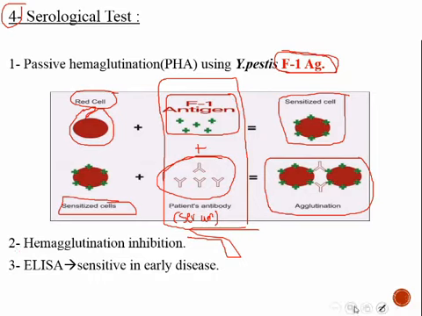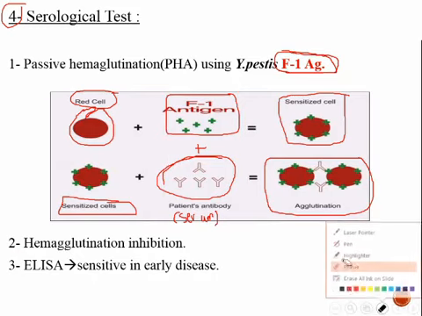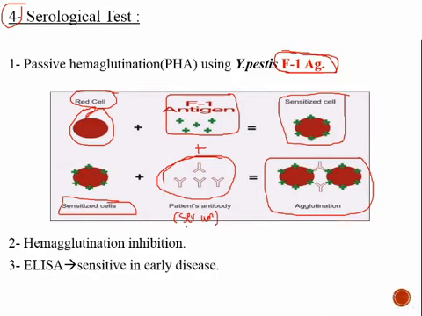The second test is hemagglutination inhibition. So what does it mean, hemagglutination inhibition? Basically, some antigens of Yersinia pestis can cause agglutination of red blood cells. So I get a standard antigen. This is a standard antigen in my lab. I know this is an antigen that agglutinates red blood cells, and this antigen comes from Yersinia pestis. And I add it to some red blood cells.